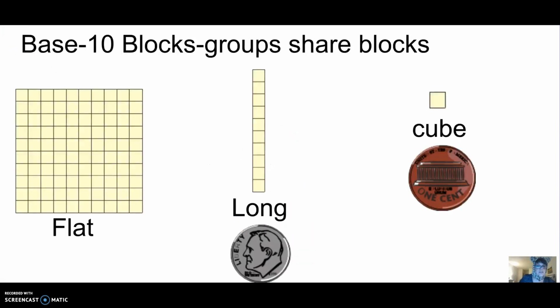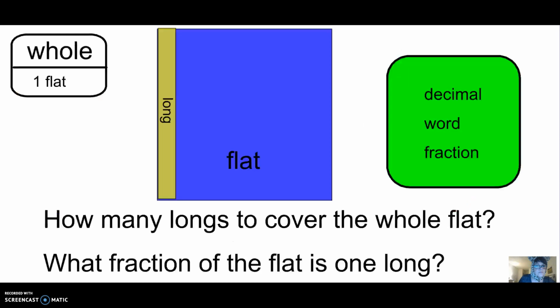Now, let's take a look at this with base 10 blocks. Our flat is equal to 100. 1 long is equal to 10, so it's the same as a dime. And 1 cube is equal to 1, and that's the same as a penny. So, now the flat is our whole. And if I cover my flat with longs, how many longs would it take to cover my whole? Well, it would take 10.